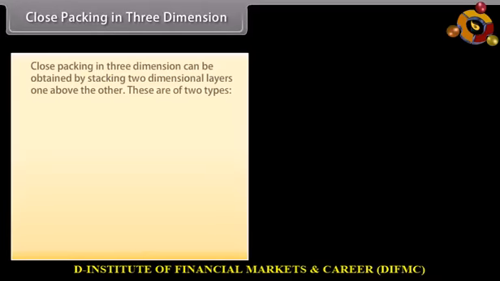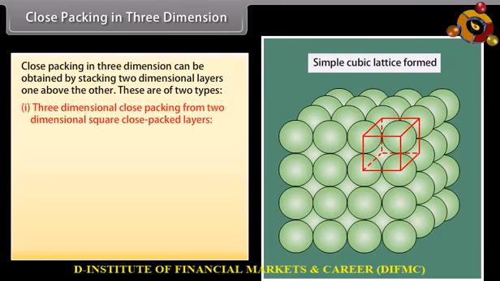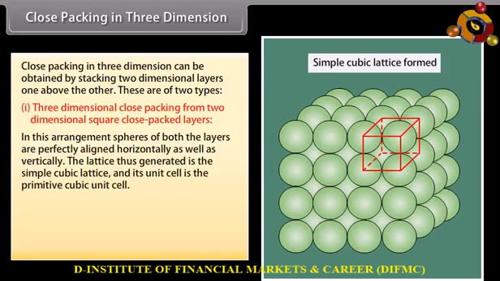3. Close packing in 3 dimensions. Close packing in 3 dimensions can be obtained by stacking 2-dimensional layers one above the other. These are of 2 types. 3-dimensional close packing from 2-dimensional square close packed layers. In this arrangement, the spheres of both the layers are perfectly aligned horizontally as well as vertically. The lattice thus generated is the simple cubic lattice, and its unit cell is the primitive cubic unit cell.